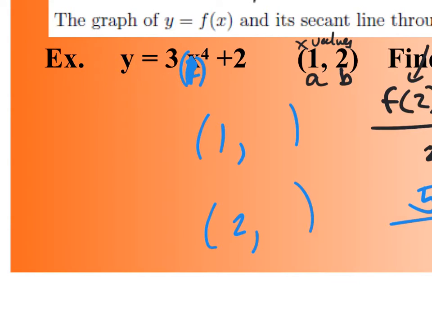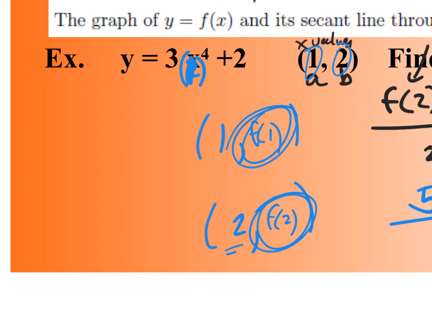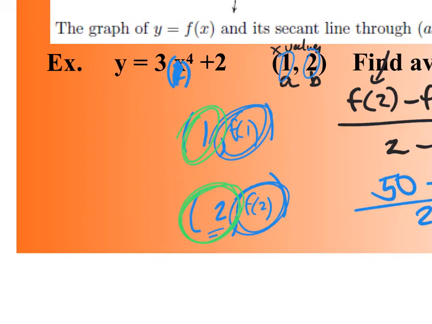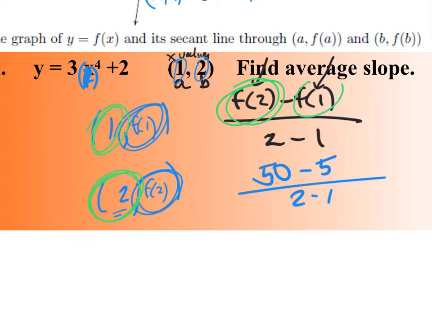All right. So when they started off with this, the biggest mistake is people think they're giving you 1 comma 2 as a point. They're not. They're giving you 1 comma, and they didn't tell you the y. You have to figure it out. It's f of 1. And then they're giving you 2 for the other x value, and this will be f of 2. And then you would subtract this minus this over that minus that. F of 2 minus f of 1 over 2 minus 1.